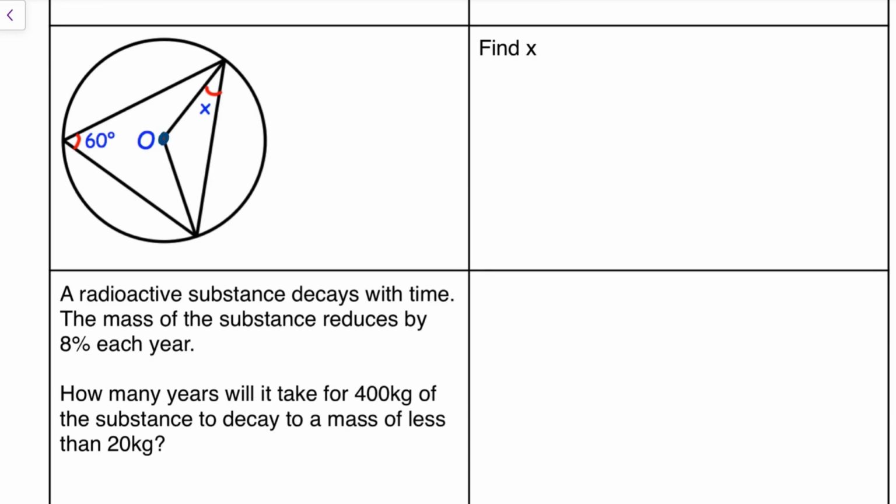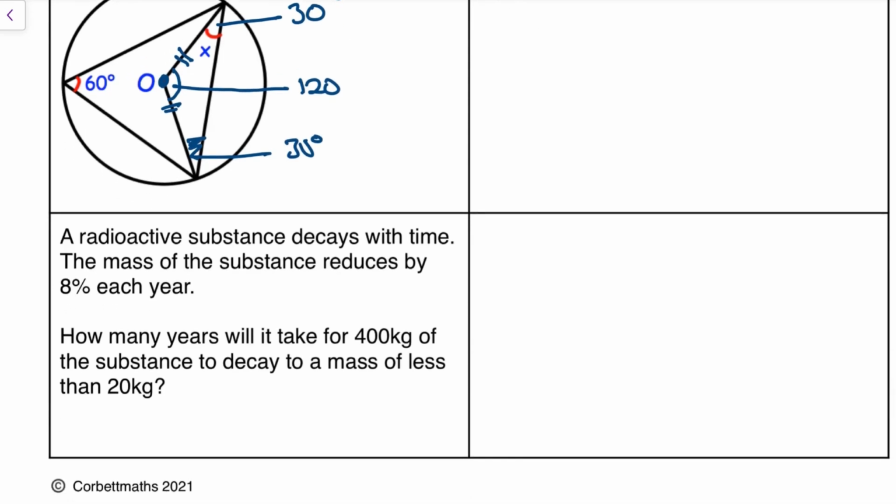Next one, find x. Now again, circle theorems. I have a centre, which means I know that this is isosceles because radii are the same length. I know that this here is 120. Angle at centre is twice angle at circumference, which means I know that this is equal to this, which is going to be 180 minus 120, which is 60, divide by 2, which is 30. In other words, isosceles triangle and the angle at the centre. Really common. Make sure you're okay with that.